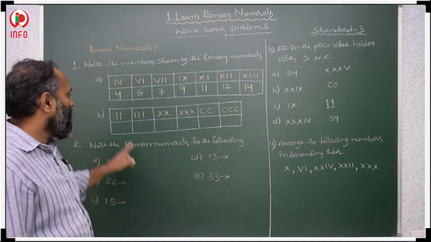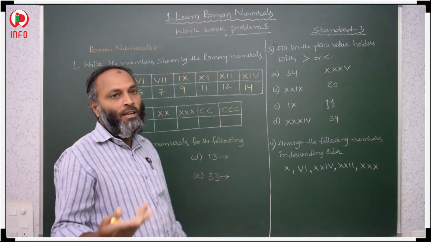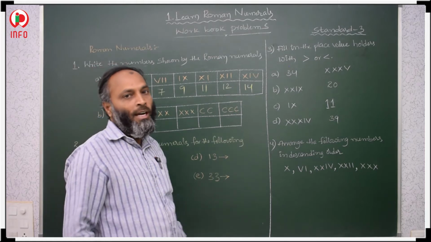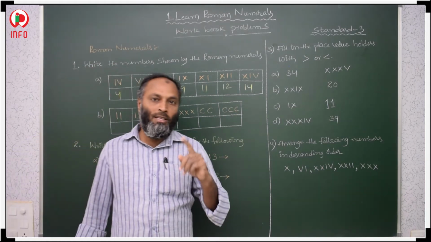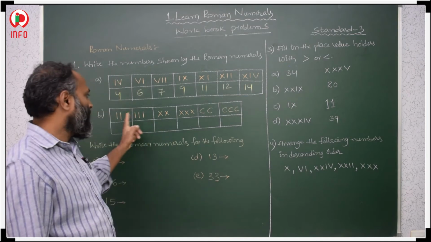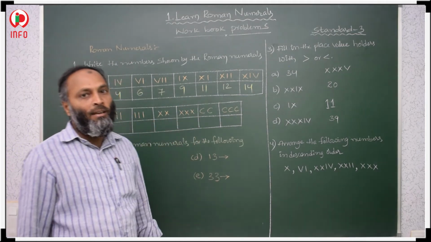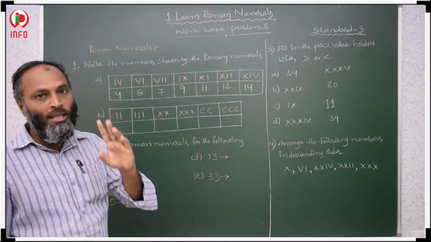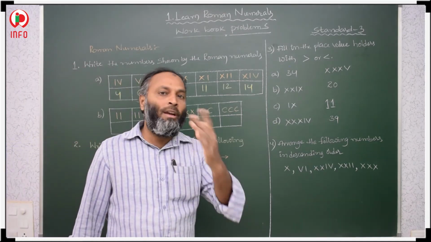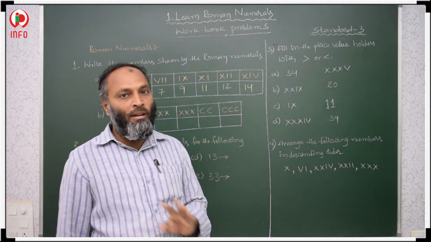Now, here are repeated Roman numerals. When Roman numerals repeat, we have to add. Only 4 Roman numerals can repeat: I, X, C and M. Only these Roman numerals can be repeated. Other than these Roman numerals, none ever repeat.